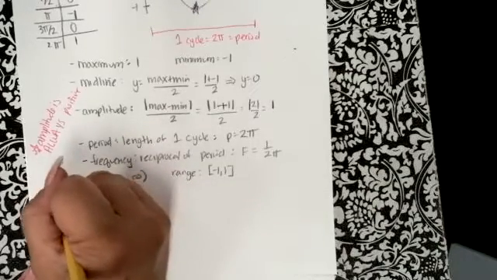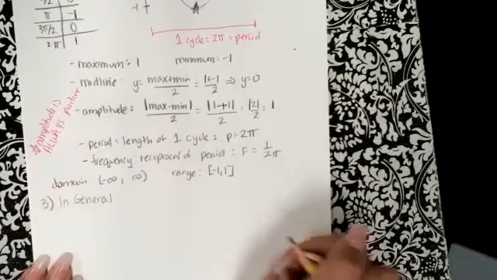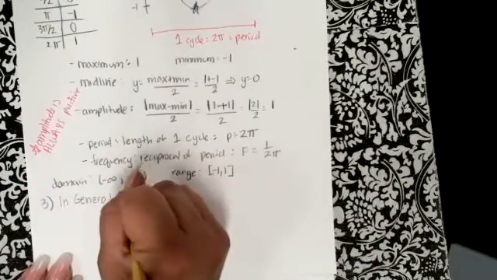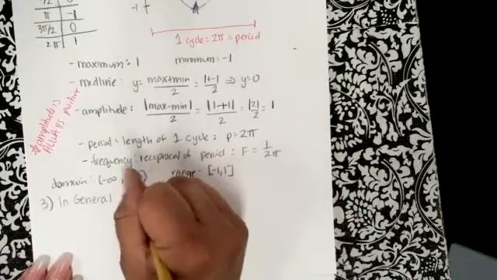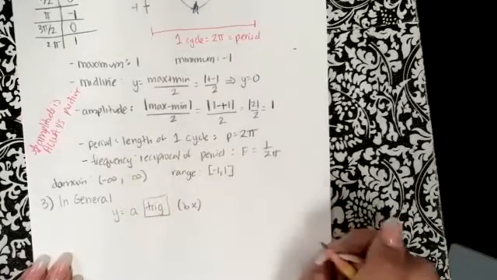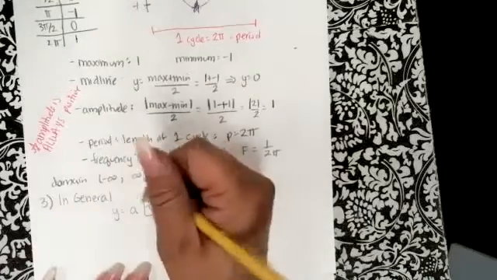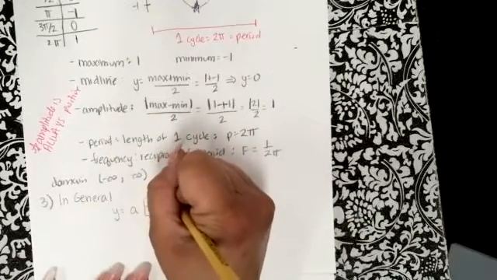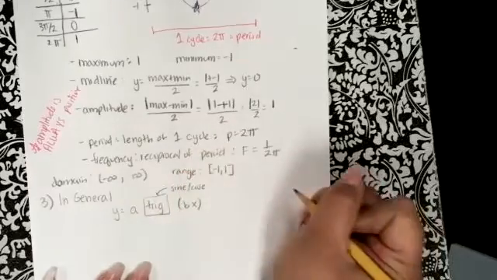In general, you're going to have y equal a, then the trig value right here, and then a bx. Now, the trig values that we're only going to be dealing with in this section are the sine and cosine. There is more trig, but we're going to focus on sine and cosine.